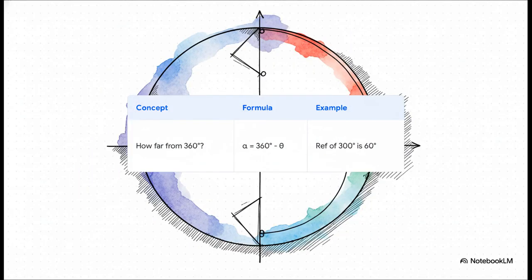And that brings us to the last piece of the toolkit, quadrant 4. We're getting really close to a full 360-degree rotation. To complete that bow tie and get back to the x-axis, we just need to know how far we are from finishing the circle. The formula is 360 minus our angle. So for 300 degrees, it's 360 minus 300, which gives us a 60-degree reference angle.